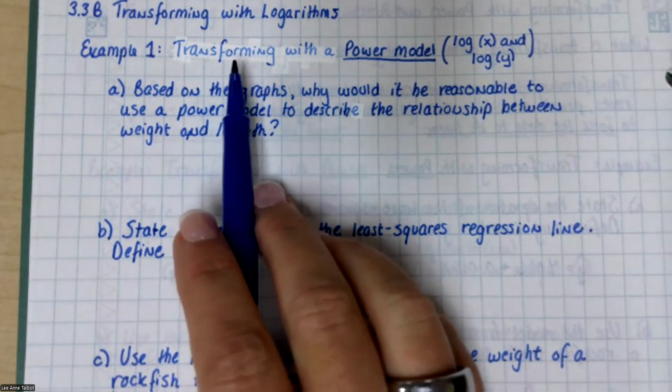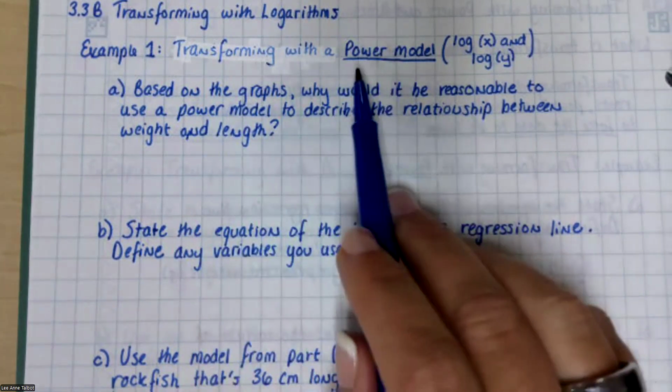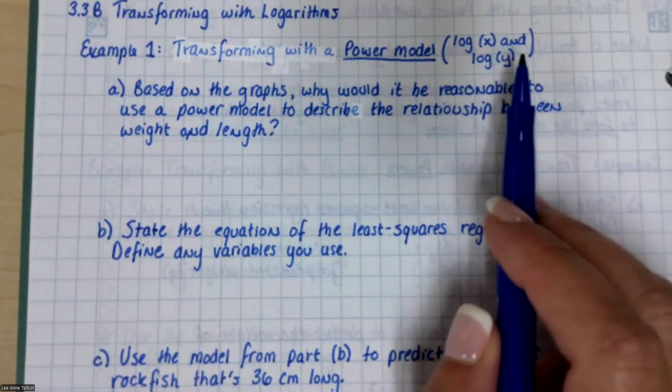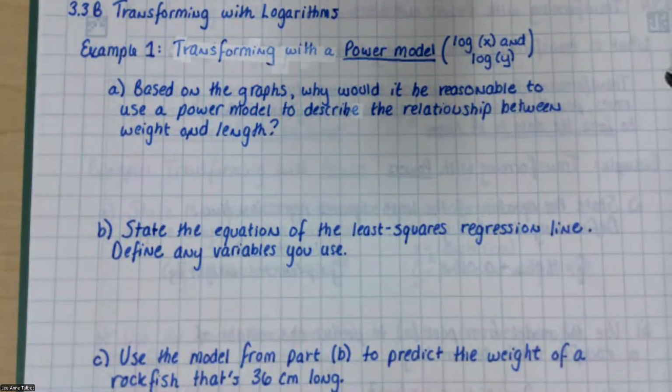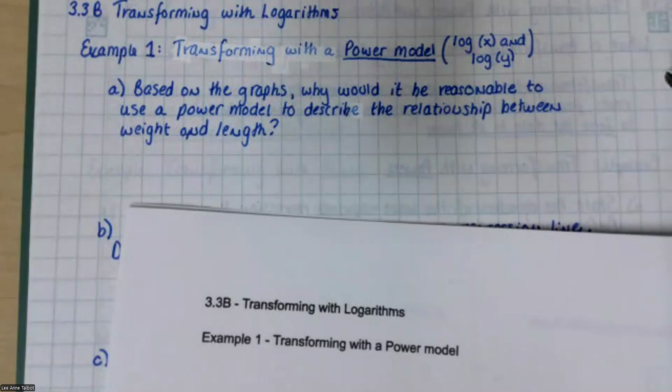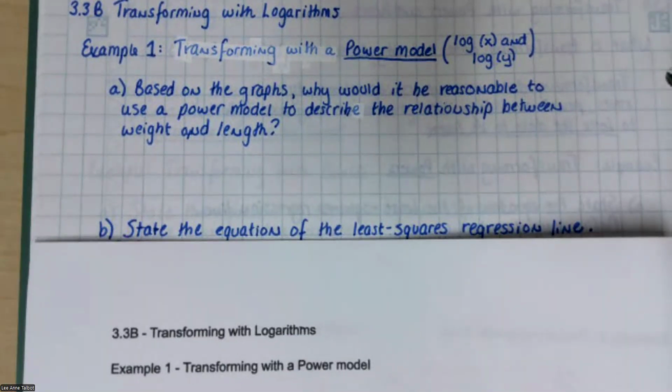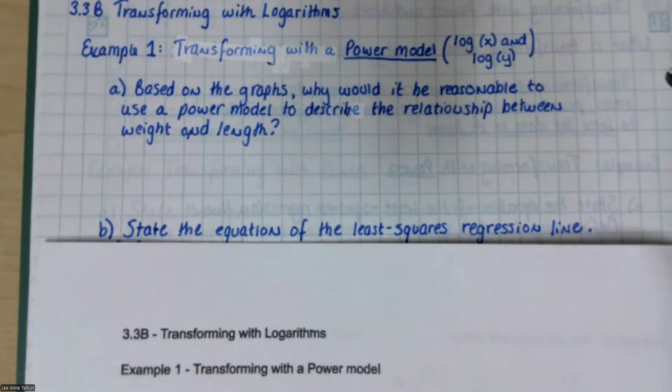So the first thing we're going to do is work on the power model. Power model is specifically logging both X and Y. I'm not going to ever ask you what the name of it is though. All I really need you to do is identify the axes and what's happening. So find your resource page for 3.3b that says transforming with logarithms. First one has the power model.